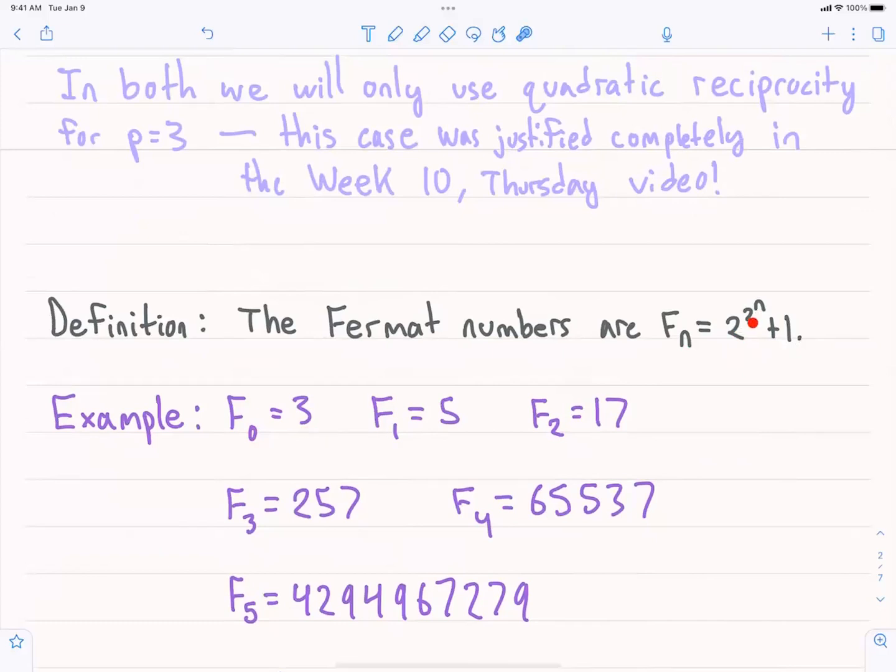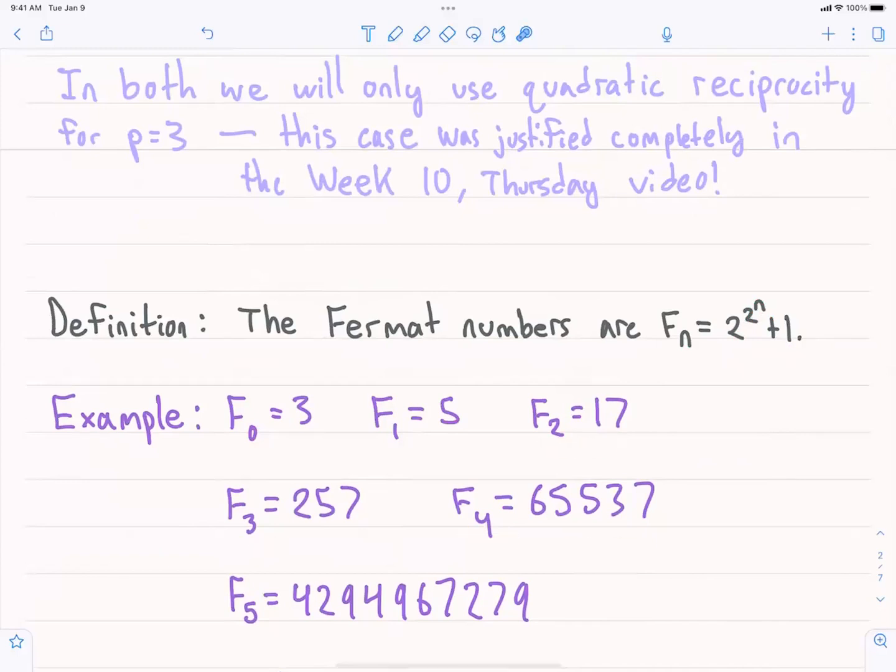F1, that's 2 to the 2 to the 2. So this 2 to the 2 would be 4. I did this wrong already. Sorry, when n is 1, this is 2 to the 2 to the 1. So this 2 to the 1 is 2. So you get 2 to the 2, which is 4, plus 1, so it's 5. Now F2, that's 2 to the 2 to the 2. Now you get that 4, and you get 2 to the 4, which is 16. And you add 1, you get 17, so that's F2.